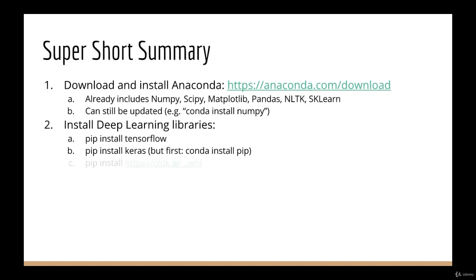Next we have CNTK, which is Microsoft's deep learning library. So you do pip install and then the CNTK URL, which you can get from Microsoft's website. So I'm not posting any URL here because the version could likely change in the future. And so you just Google search how to install CNTK and you can get a URL just like this.